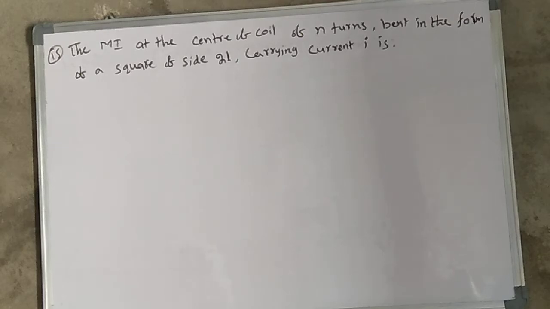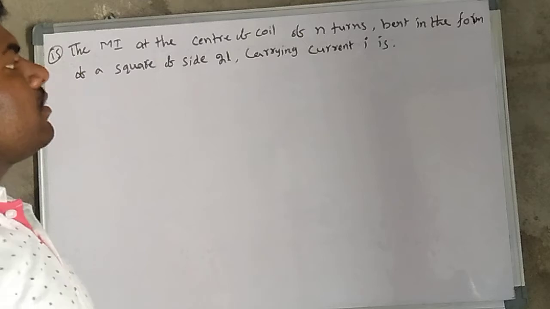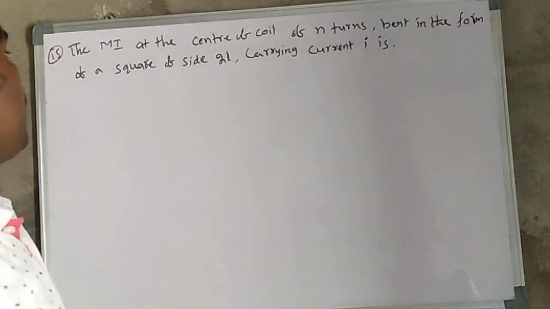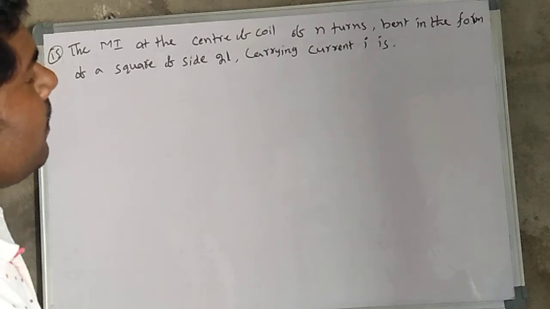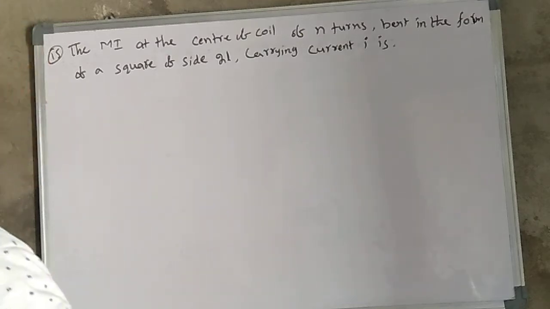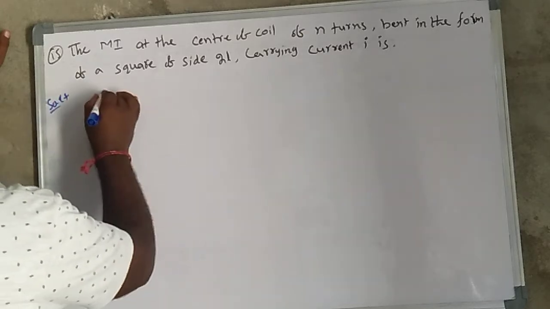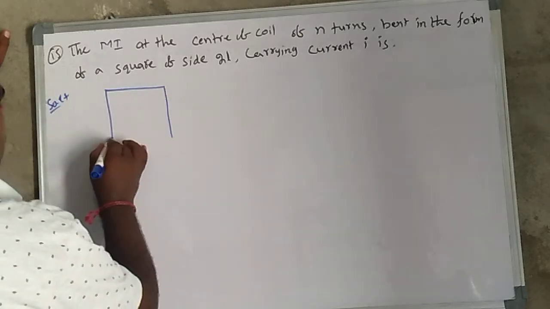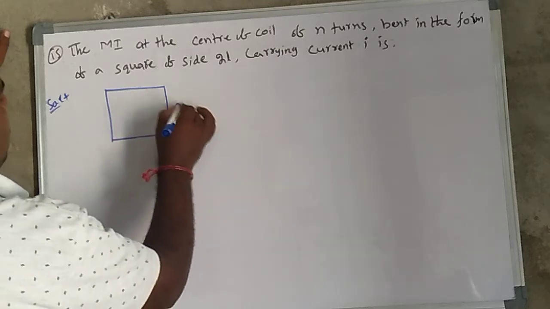Another important model: the magnetic induction at the center of a coil of N turns bent in the form of a square of side 2L carrying a current I. Square solution: let us consider this is a square. Each side we consider as A.